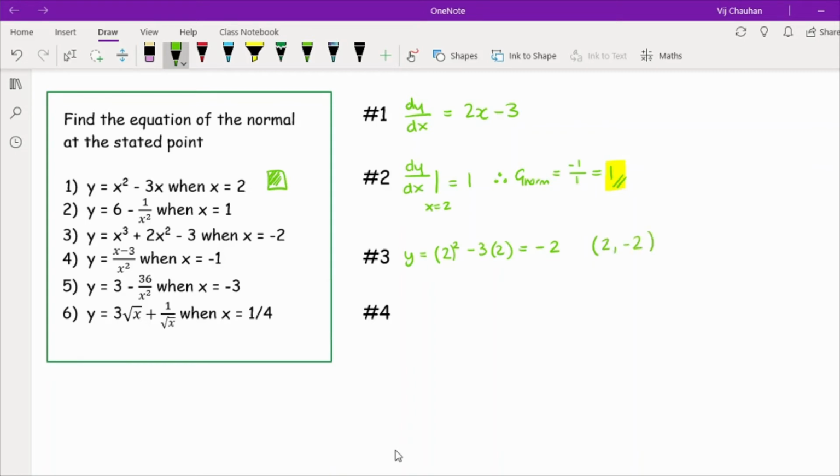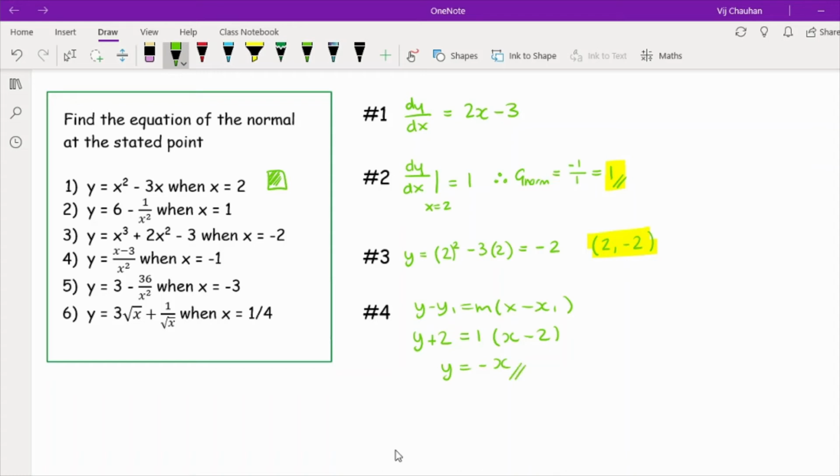So what I'm now going to do is, using the m as 1 and my x1, y1 as (2, -2), substitute it into the equation of a straight line, which I'm just going to write out again so you can see where everything's coming from. So substitute everything in, we get y minus minus 2, which becomes plus 2, and then we've got 1 times (x minus 2). Now if I go about rearranging this, I should come up with y equals minus x.